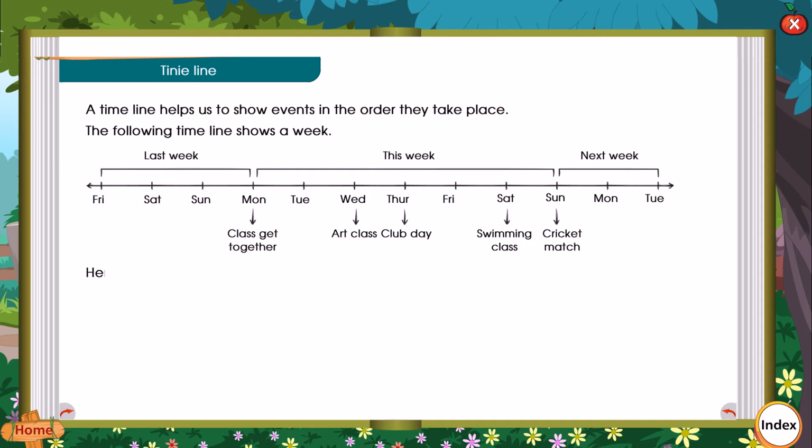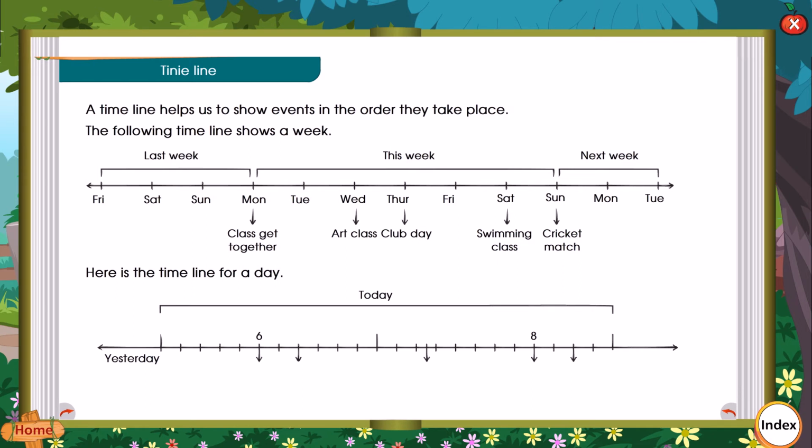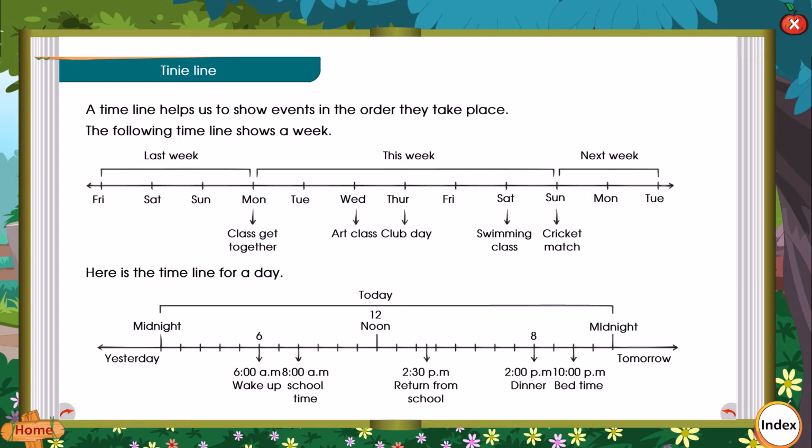Here is the timeline for a day: yesterday, today, tomorrow, midnight, 6 a.m. wake up, 8 a.m. school time, 12 noon, 2:30 p.m. return from school, 8 p.m. dinner, 10 p.m. bedtime.